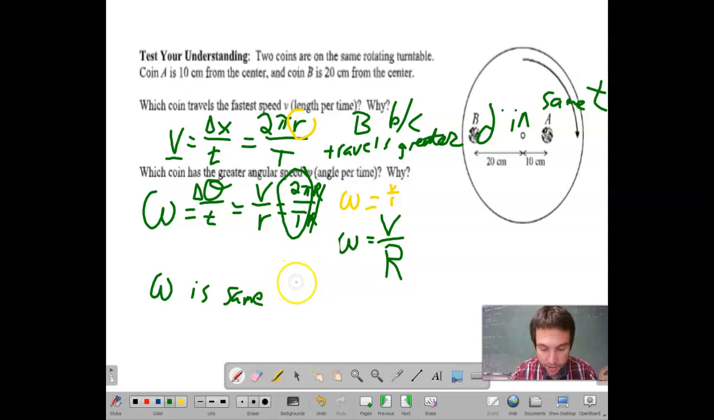And we can use that in our definition because t is the same. They're both going to travel through the same amount of angle in the same amount of time, is another way to say that.